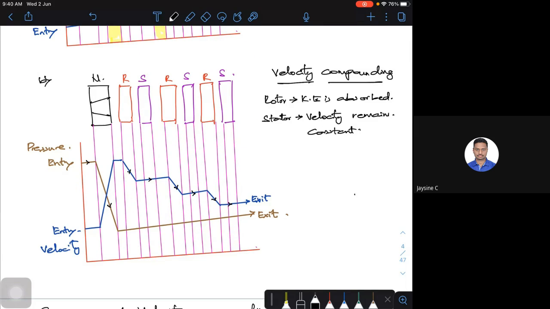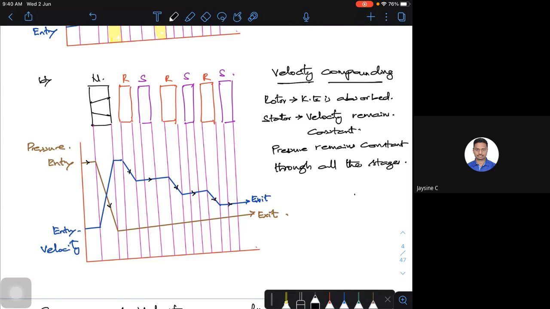What happens to the pressure? The pressure remains constant through all the stages. And this is called velocity compounding.